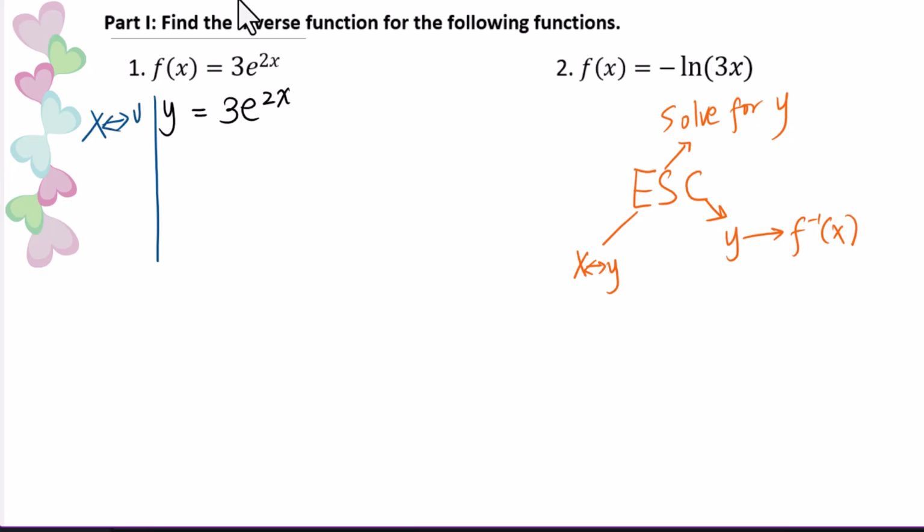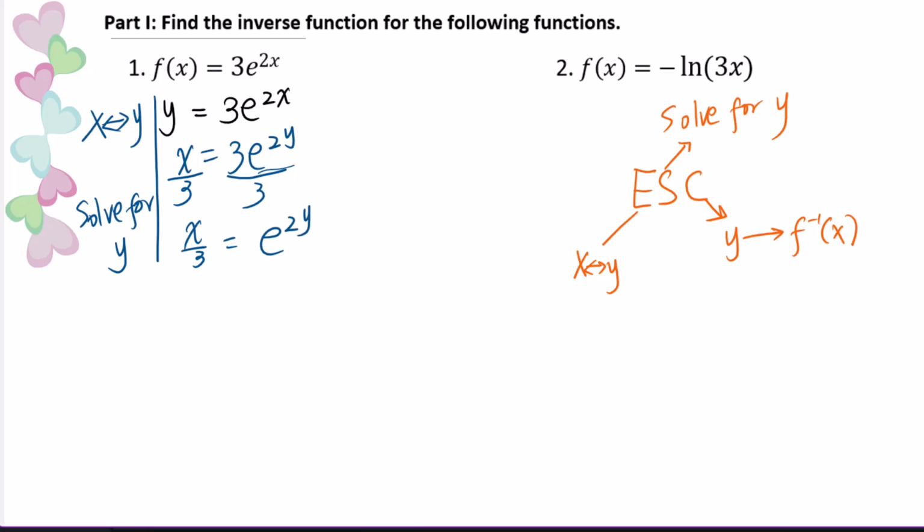Switch x, y. X equals 3e to y's power. Solve for y. This is the exponential equation. Isolate this power first. Divided by 3, both sides. X over 3 equals e to the 2y's power. We take a natural log, both sides.